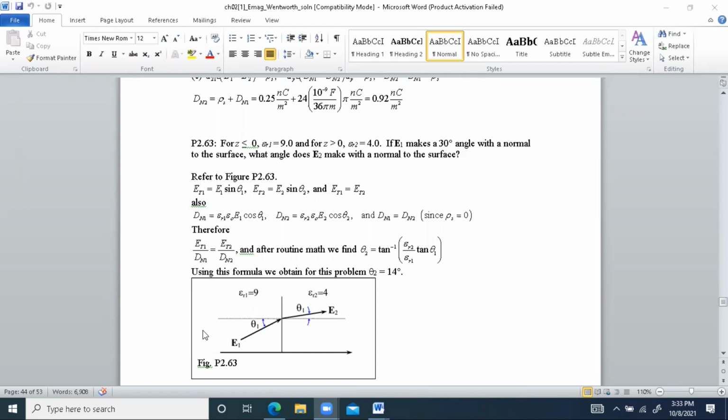Any question? Take your time, sir. Sir, is it that since they didn't state the charge density on the surface, we just assume it to be 0? Yes, it is right. Because when I see it, we just assume it, sir.